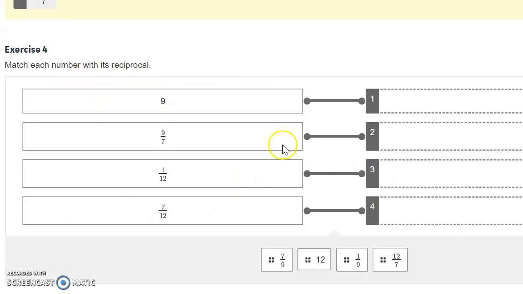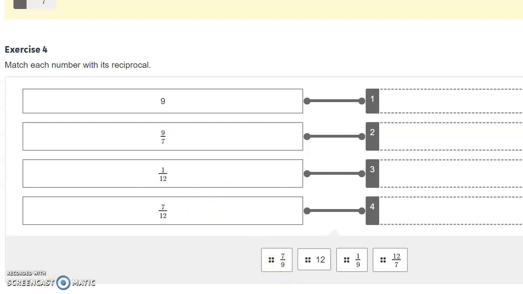We're matching our reciprocals. Reciprocal, in fraction terms, just means that I flip the number over. So when I look at 9, it's a whole number, so I would have a 9 on top and a 1 underneath. But when I make it a reciprocal, I'm going to flip it. So instead of being 9/1, it would be 1/9. Now, when I have 9/7, the reciprocal, when I flip it, would have the 7 move to the top and the 9 move to the bottom. So we'd now have 7/9.